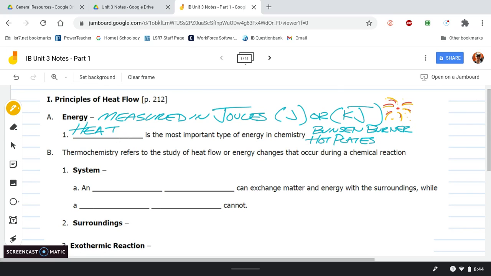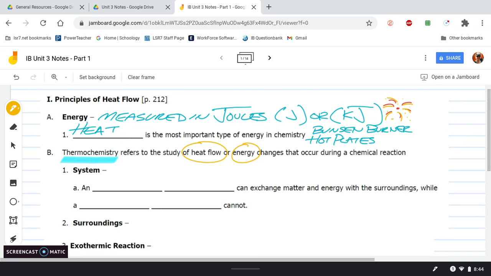So, okay, here we go. Definition. Thermochemistry. Thermochemistry is a lot of times what this unit is called, and thermochemistry just refers to heat going in or out during a reaction. So we're talking about a very specific item, but heat flow or energy going in or out while we're doing our reaction. Okay, so we have a system.